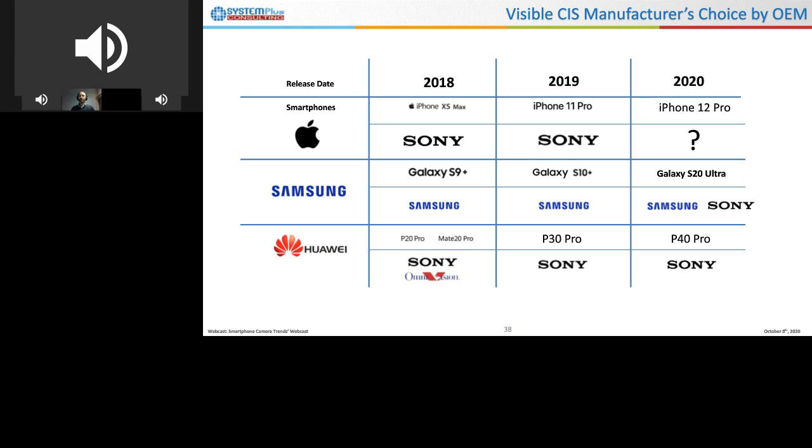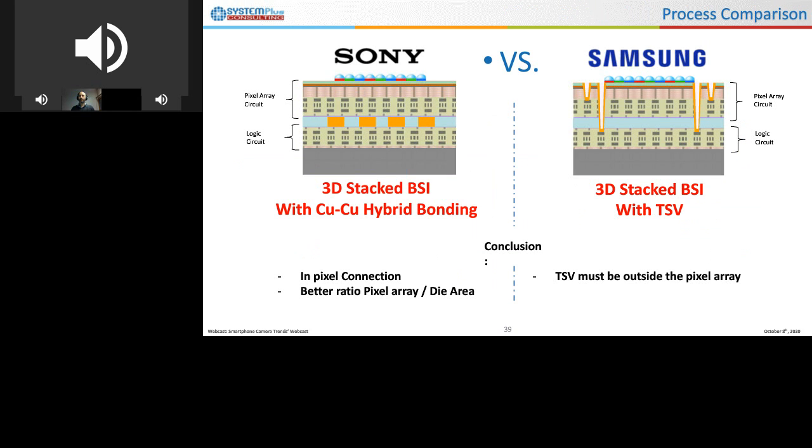For Huawei, 2 years ago, they used mainly CIS from Sony and a little from OmniVision, but now they integrate only Sony's sensors. Just as a reminder, I'm only talking about visible cameras here, not 3D cameras. With both of these schemas, we have a big part of the process used in CIS for smartphones today.